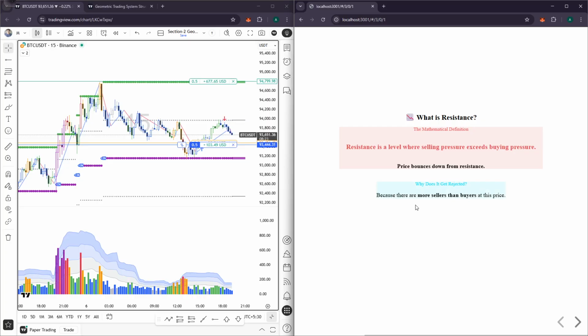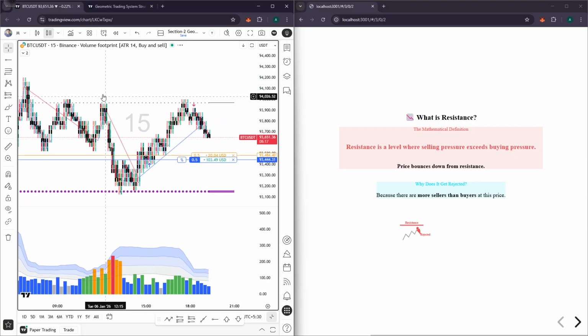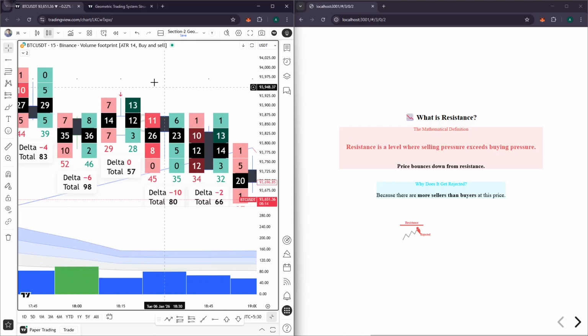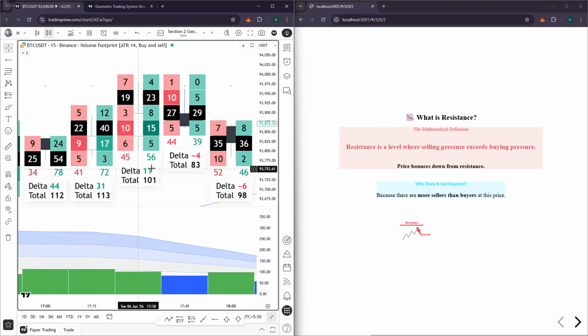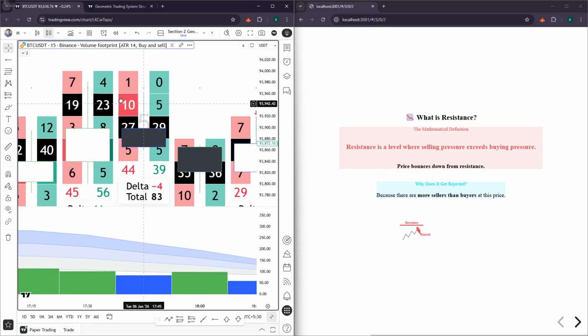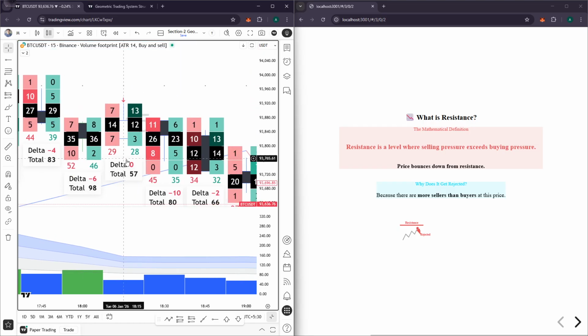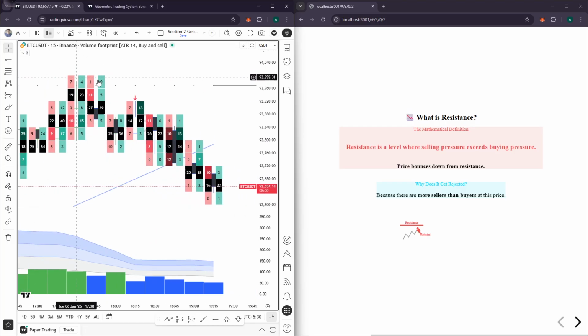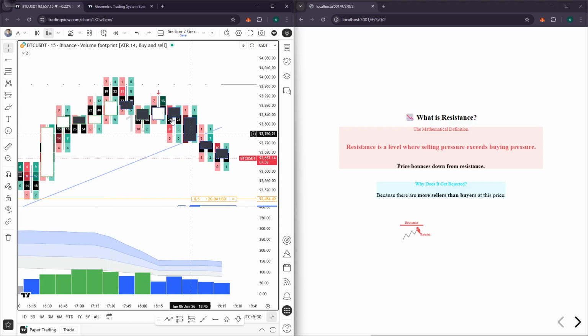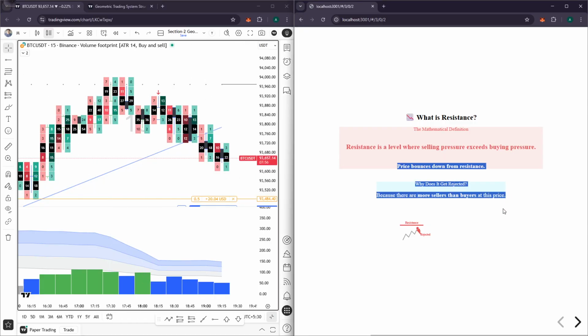Why does it get rejected? Because there are more sellers than buyers at this price. So when I come here, I can show it to you right here. See, there are more sellers, 44 sellers, than buyers here. That's why the market just came down from there. Again, see here, delta was 0, minus 6, minus 10, minus 2. So there are more sellers on this down wave, and that's what forms resistance.